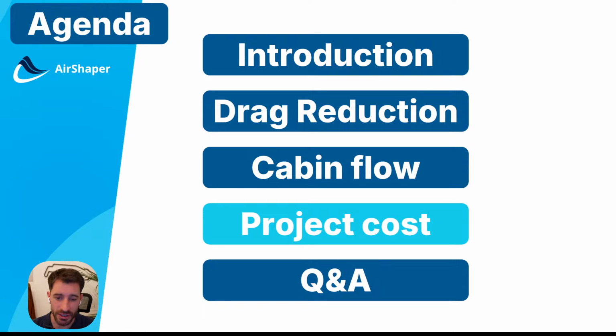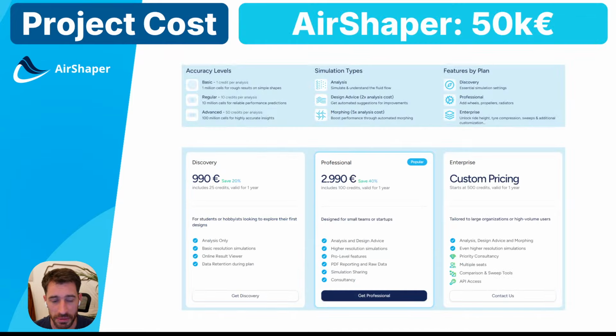If I then continue to the project cost, here too, we got the approval to be very open about this. Let's say the entire project for the Airshaper simulations, including the brainstorming, the two sessions we had per week, updating each other, our consultancy, all of the simulations, the 280 simulations, the morphing, everything included, was a budget of around 50,000 euros for the aerodynamics part.